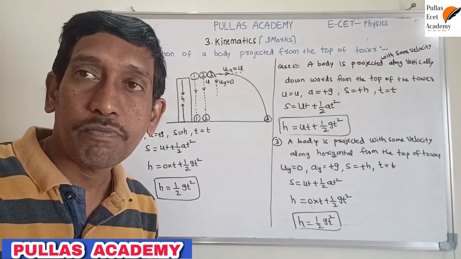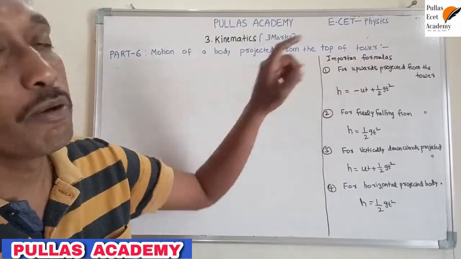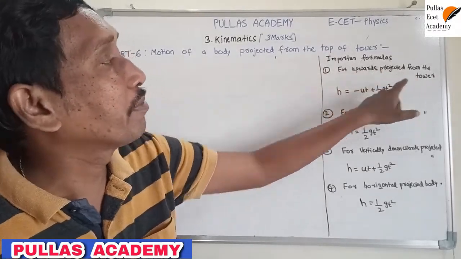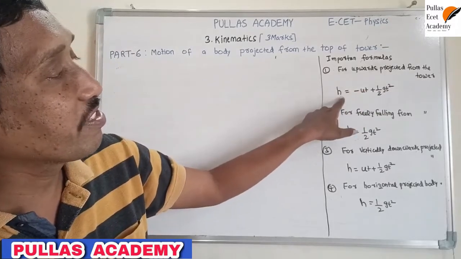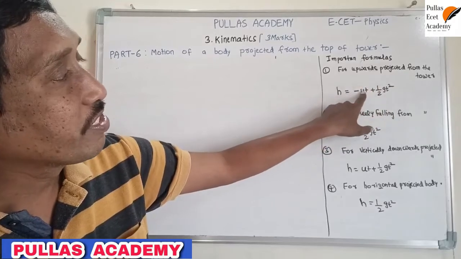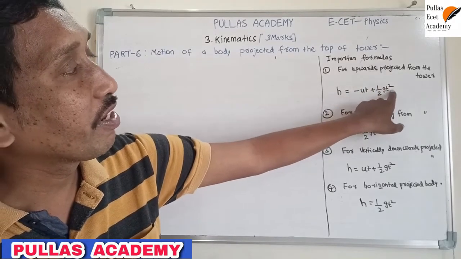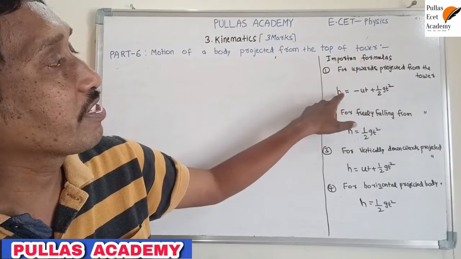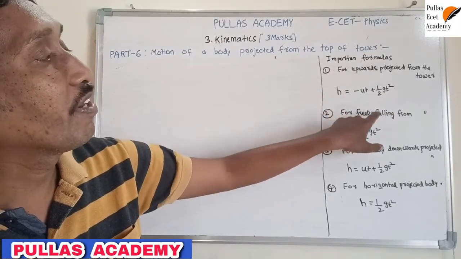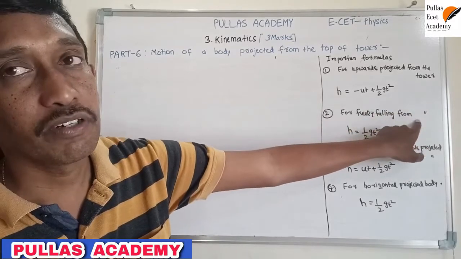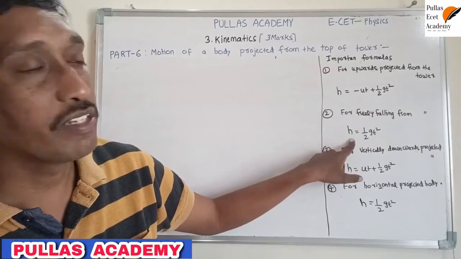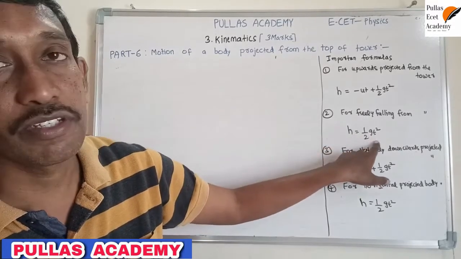In this concept the important formulas are: one is for an upwards projected body from the top of the tower, which we have already constructed, that is h equals minus ut plus half gt square. Here u is the initial velocity, g is acceleration due to gravity, t is the time taken to reach the ground, and h is the height of the tower. One more case: for a freely falling body from the top of the tower, use this formula. The height of the tower formula is half gt square.